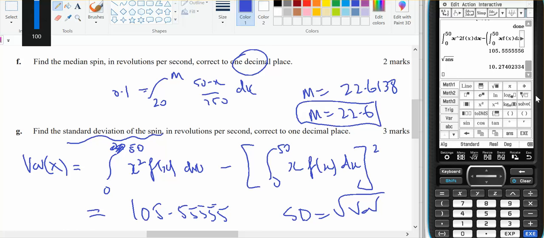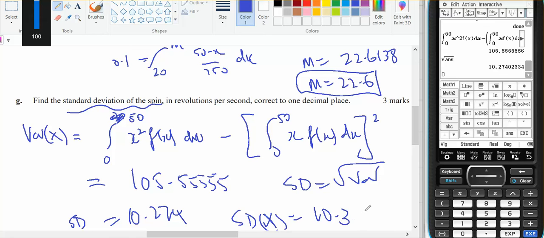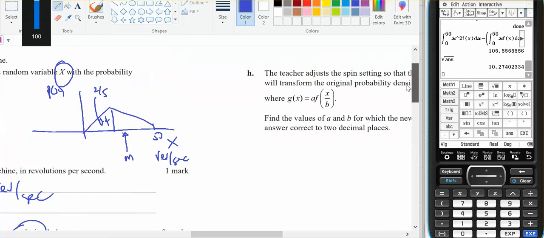Which gives me 10.27. So the standard deviation of x is 10.3. And I'm going to do the last question separately.